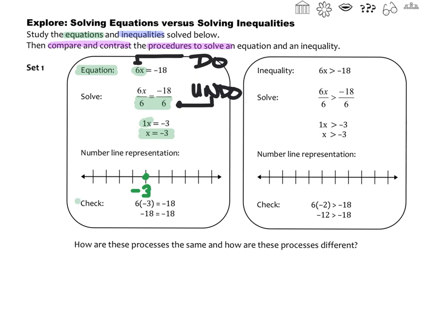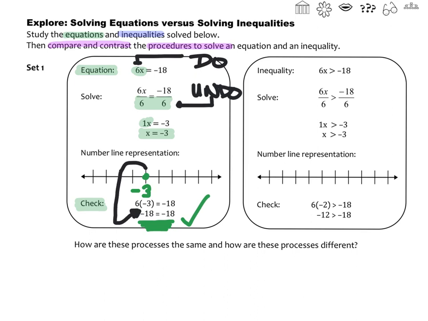Now, you'll remember, we always want to make sure we check our work. I should be able to substitute my solution in place of the variable in my original equation. So instead of 6x equals negative 18, I should now have 6 times negative 3, my solution, equals negative 18. 6 times 3 is 18. Different signs makes my solution negative. Negative 18 equals negative 18 is a true statement, and therefore my work checks.